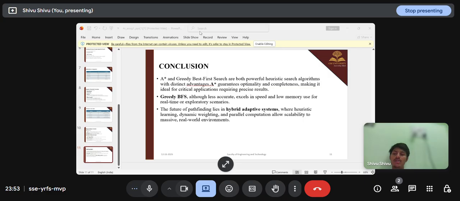And next, greedy best first search, although less accurate, excels in speed and low memory use for real-time or exploration scenarios. Greedy best first search is best when speed matters more than perfection, like in web crawling or quick searches. And next, the future of pathfinding lies in hybrid adaptive systems. The next generation of algorithms will combine ideas like heuristic learning, dynamic weighting, and parallel computation. Heuristic learning is AI based improvements, dynamic weighting is adjusting important factors, and parallel computation uses multiple processes. This will make algorithms work efficiently in large and real world environments.